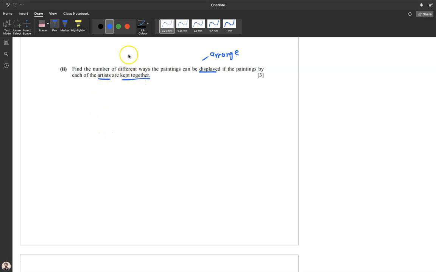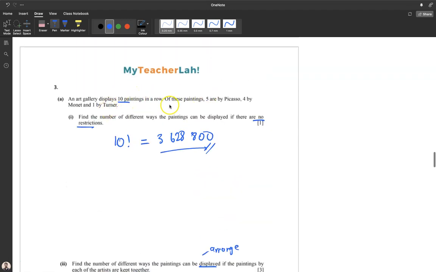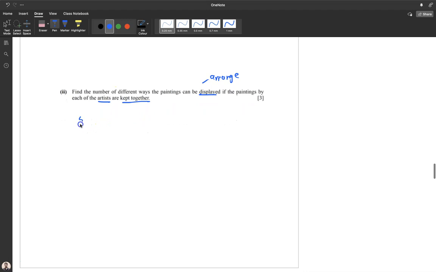All right, so let's jog back our memory. We had 10 paintings, 5 are by Picasso, 4 by Monet and 1 by Turner. It's a bit hard to imagine it in this way, so I'm going to put them into blocks. You don't actually have to do it in real exams to show your working, but this is just for illustration.